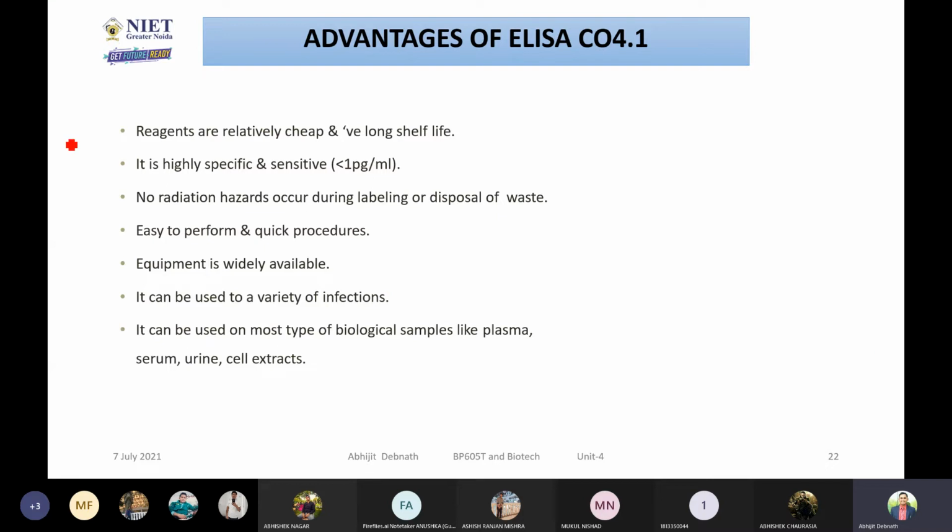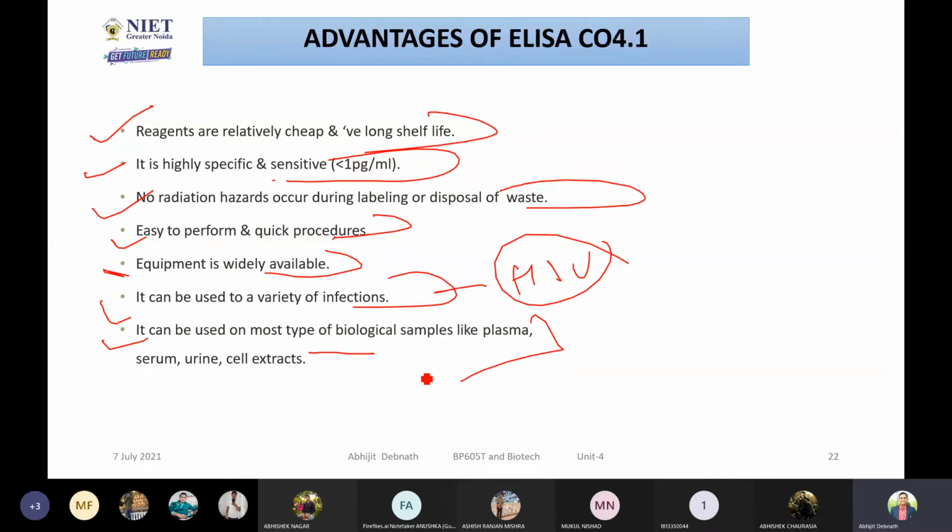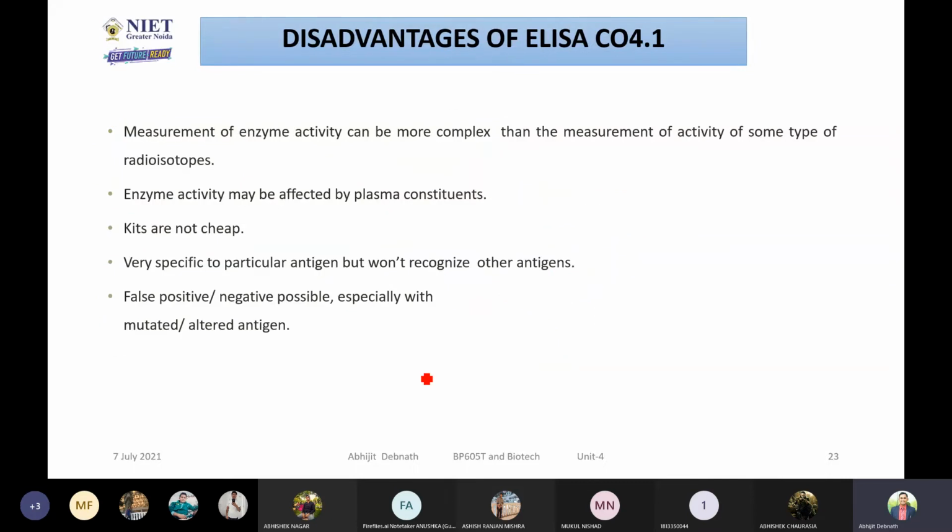And the advantages: reagents are relatively cheap and have a long shelf life. It is highly specific and sensitive. There is no radiation, and no hazards during waste disposal, and the entire process is very easy to perform. Equipment is widely available, and it can be used for a variety of infections, not only HIV. I have mentioned HIV many times, but other diseases also use such tests. It can also be used on most sample types like plasma, serum, urine, and cell extract. But yes, there are some disadvantages.